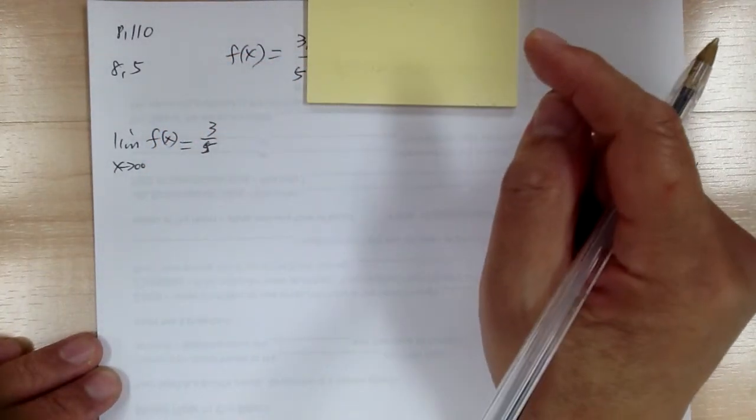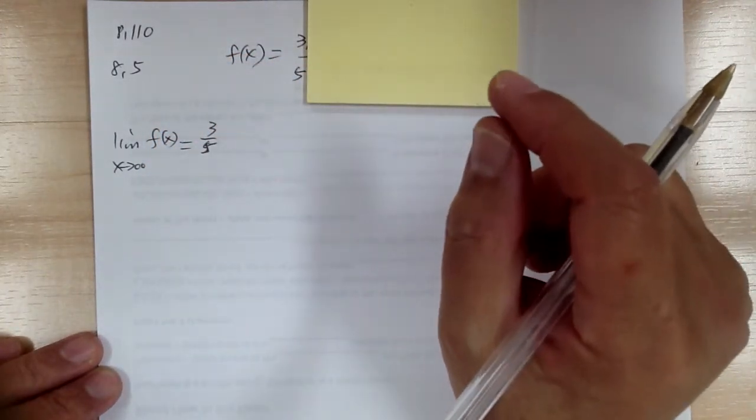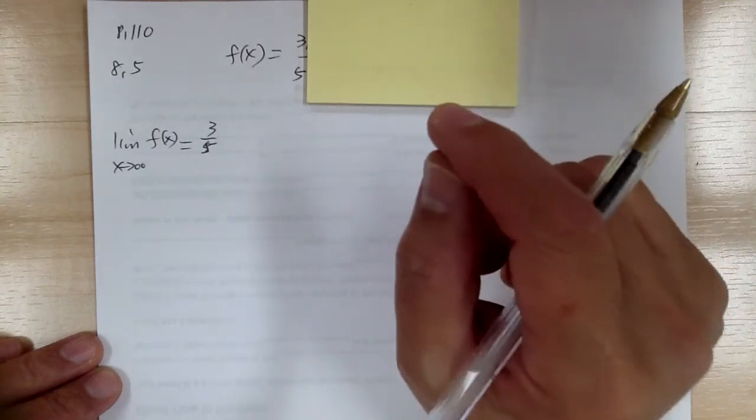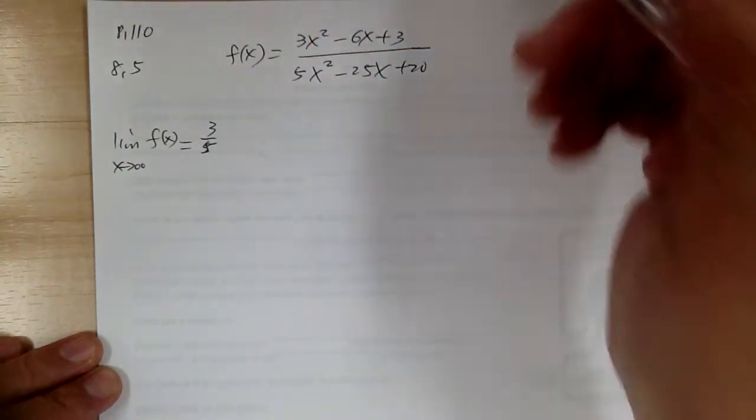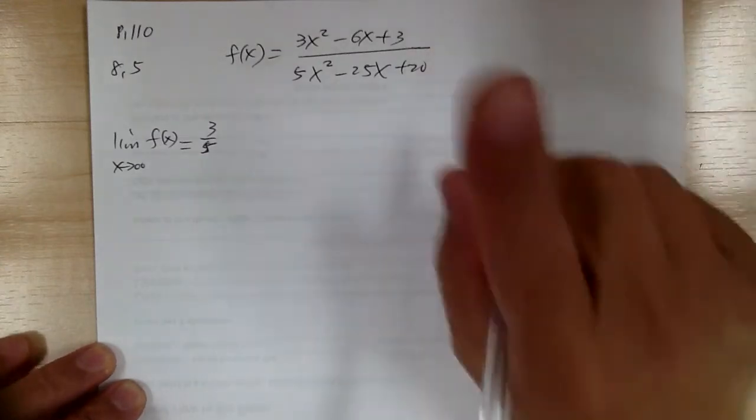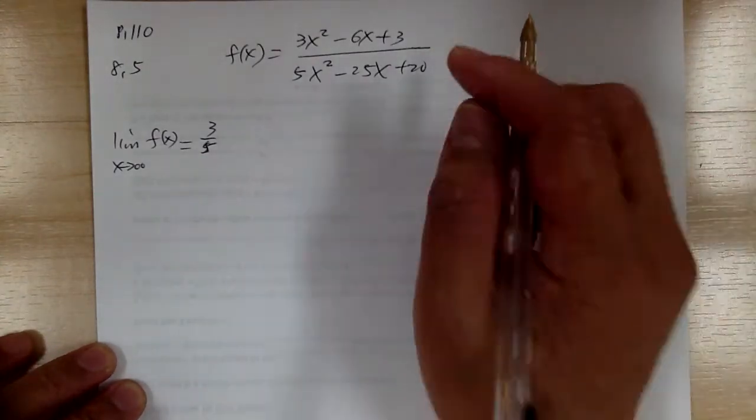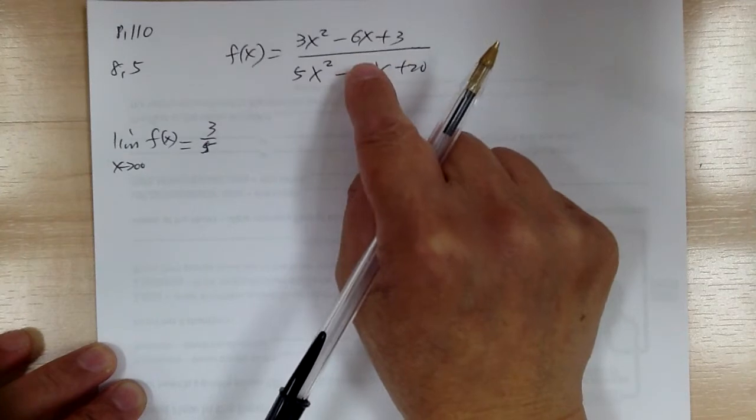Okay, so now to graph this, you have to get all that information. There are several forms that you need. First, let's go and factor these.